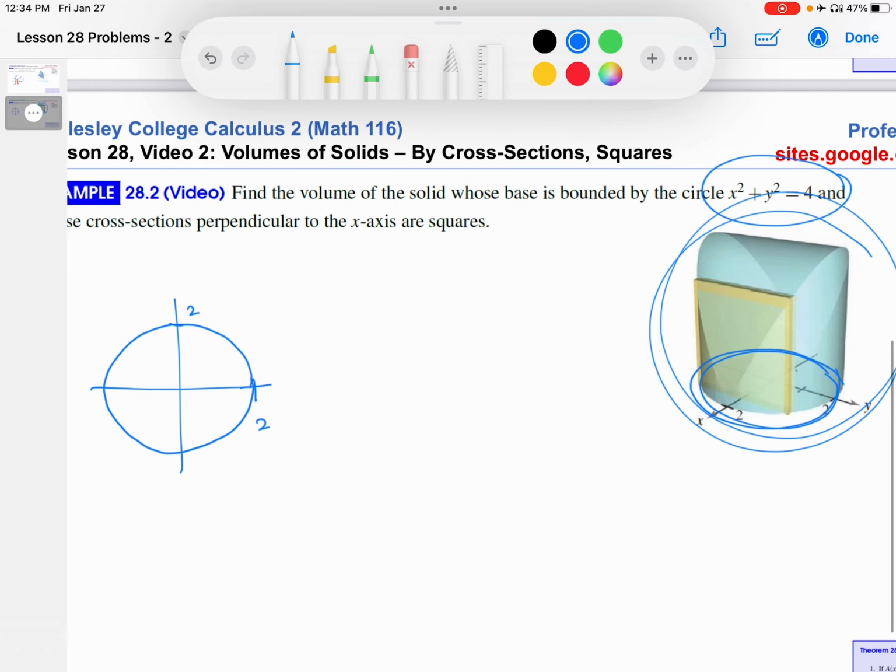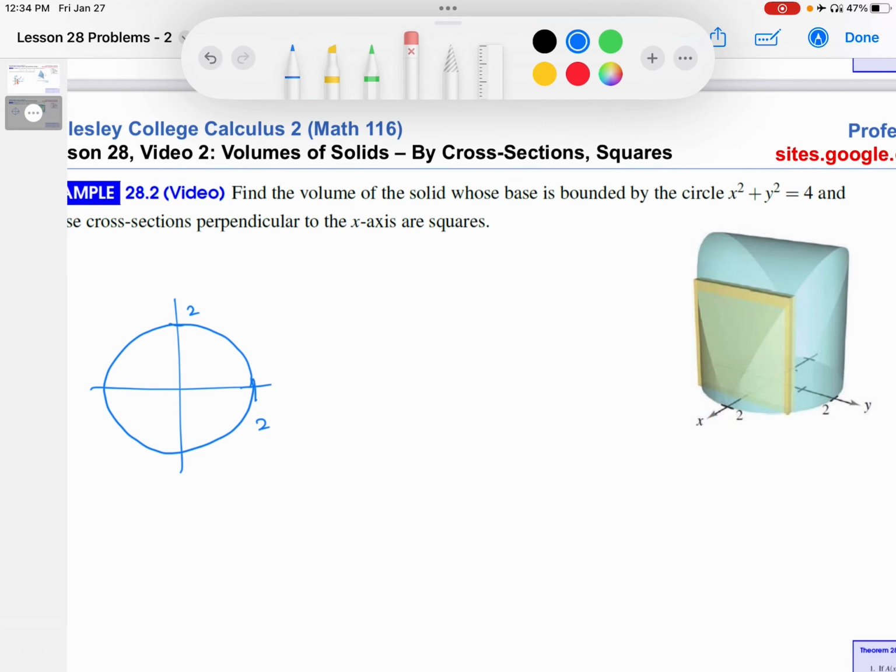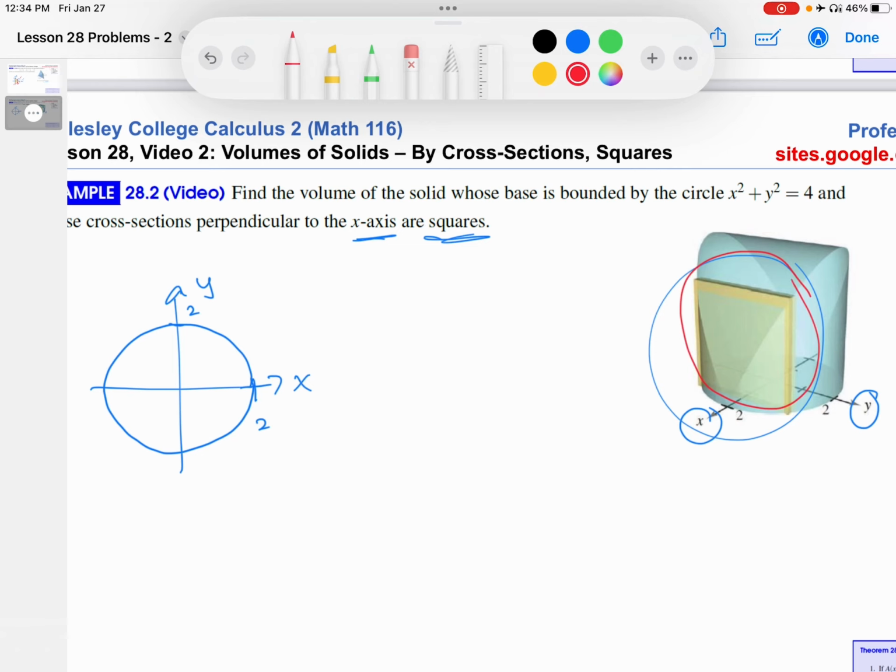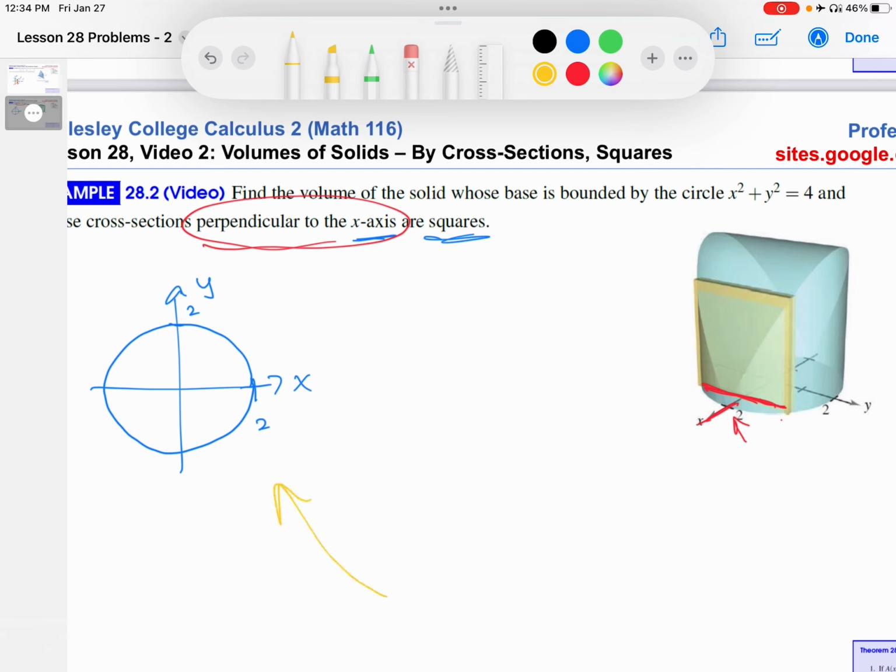Now the cross sections, like the one that's shown here in yellow, we're told are perpendicular to the x-axis and are squares. So this is x over here, this is y, and notice that it takes a little mental rotation to move things around. But I'm going to try to draw this cross section over here. Notice that the base of this cross section is perpendicular to the x-axis. Great, we're told that here. So if I go over here, and I draw the base of that square, there it is.